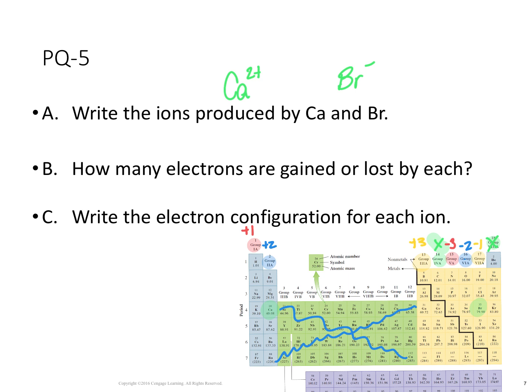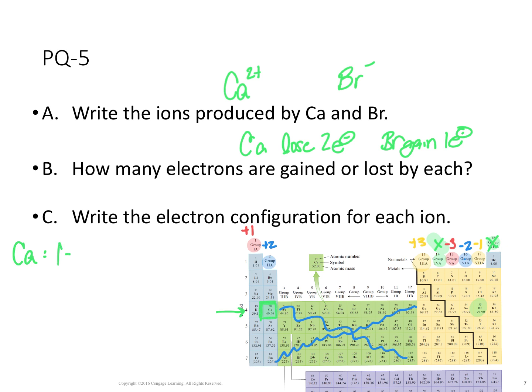For B, we've kind of already answered how many electrons are gained or lost by each. Calcium, we are losing 2 electrons. And bromine, we are gaining 1 electron. C wants us to write the electron configuration for each ion. So for calcium, calcium is in period 4. It's in the s block, and it's the second one over.